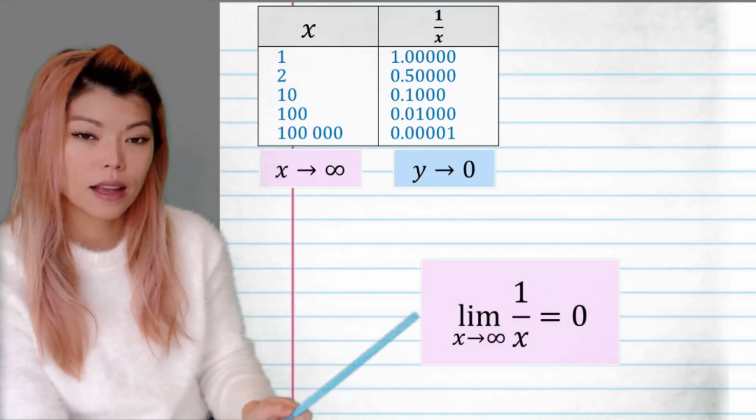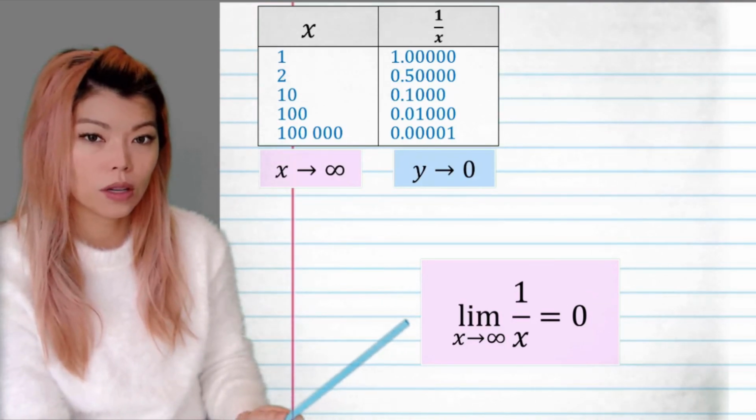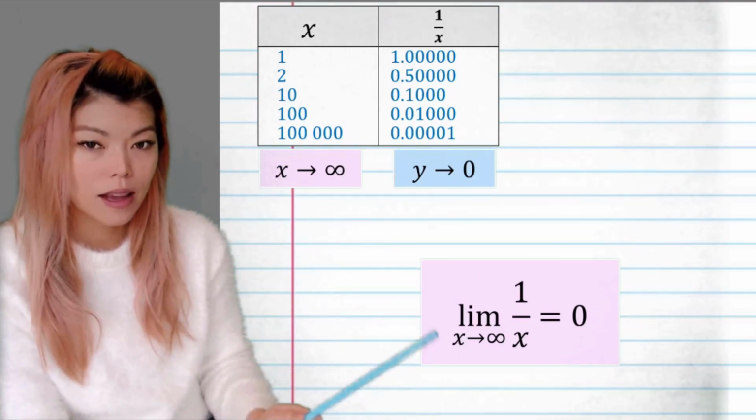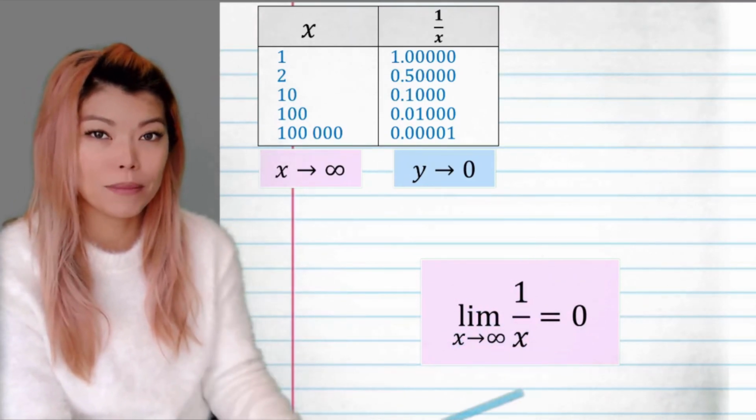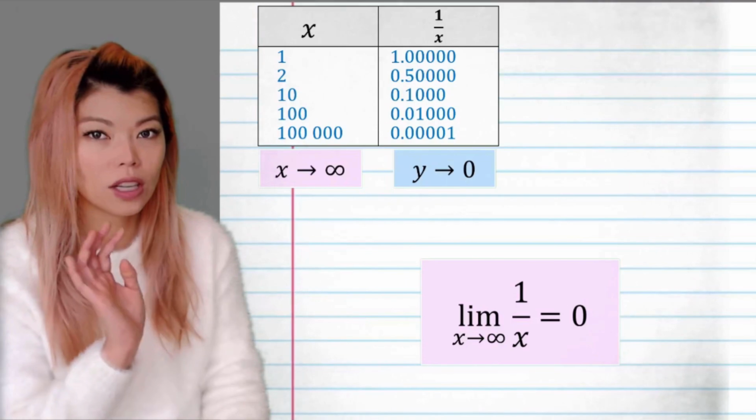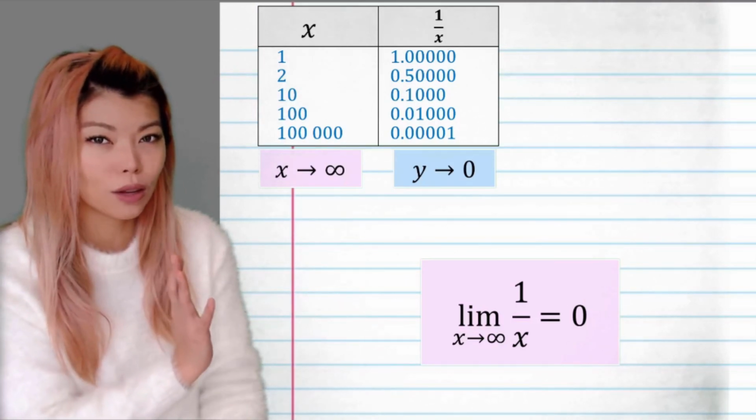Or we can read it as the limit of 1 over x as x approaches infinity is 0. So that's a limit, a number that we don't have to actually touch, but we get really close to.